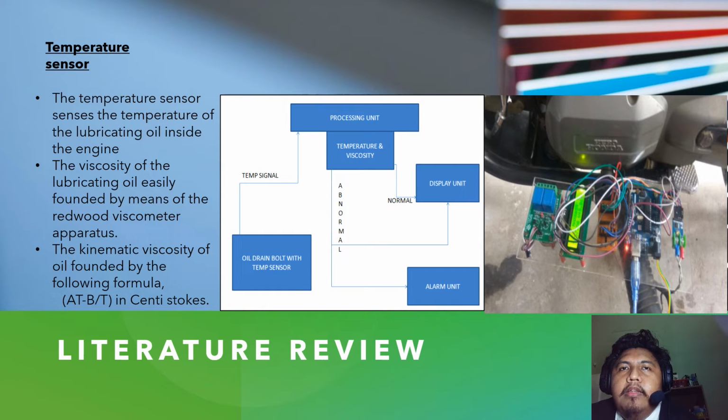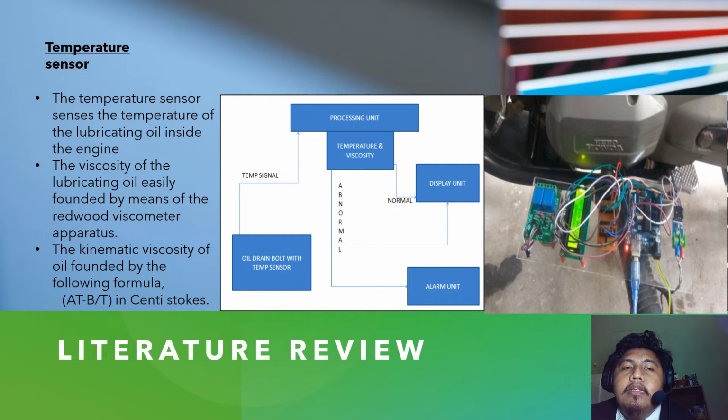To be more detailed in the literature review, I will explain about the temperature sensor used based on this finding. Temperature sensing is one of the most sensitive property parameters in the industry. In this experimental setup, the viscosity of the lubricating oil is easily found by means of the Redwood viscometer apparatus. The temperature sensor should be installed in the engine's oil drainage port. The temperature sensor detects the temperature of the engine's lubricating oil. This signal will be sent to the microprocessor's control unit.